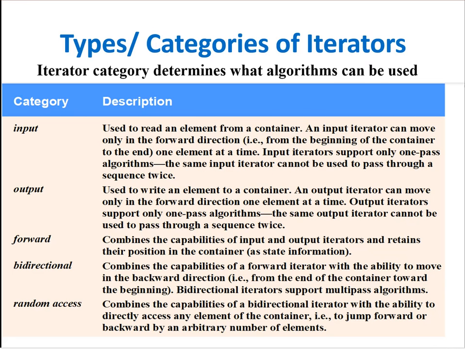Forward iterator combines the capability of input and output iterators. Bidirectional iterator combines the capability of forward, input, and output. Random access iterator combines the capability of bidirectional, forward, input, and output iterators.